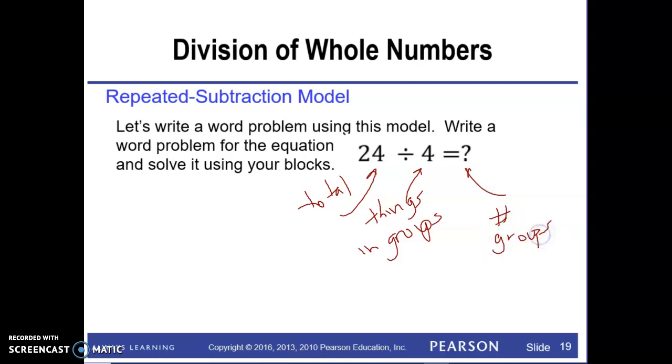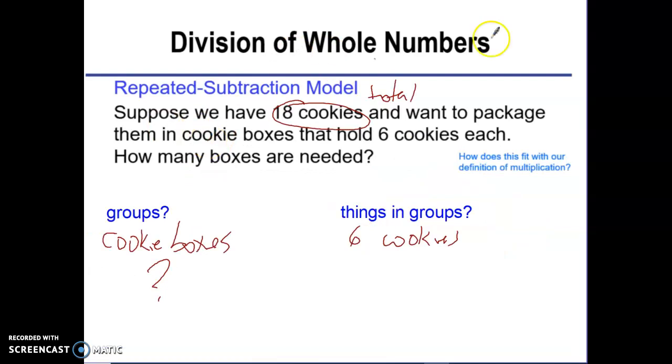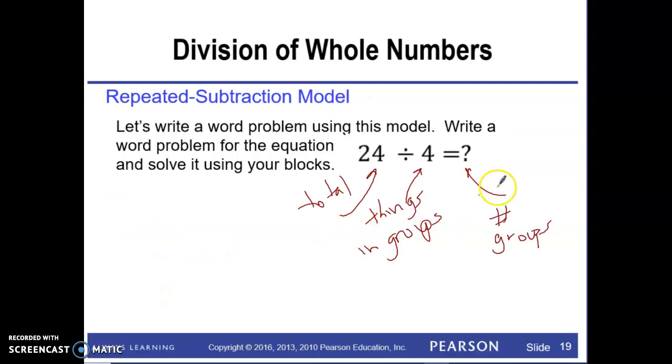How many groups? Okay, so I want you to write a word problem for this one. I do not want you to use anything food related, just like before. I also do not want you to use the word group in your problem, right? If you look at this problem over here with the cookies and the cookie boxes, the word group is never used. You had to figure out about the groups. So I want you guys to model that same thing. Write me a word problem that has nothing to do with food and does not use the word groups.